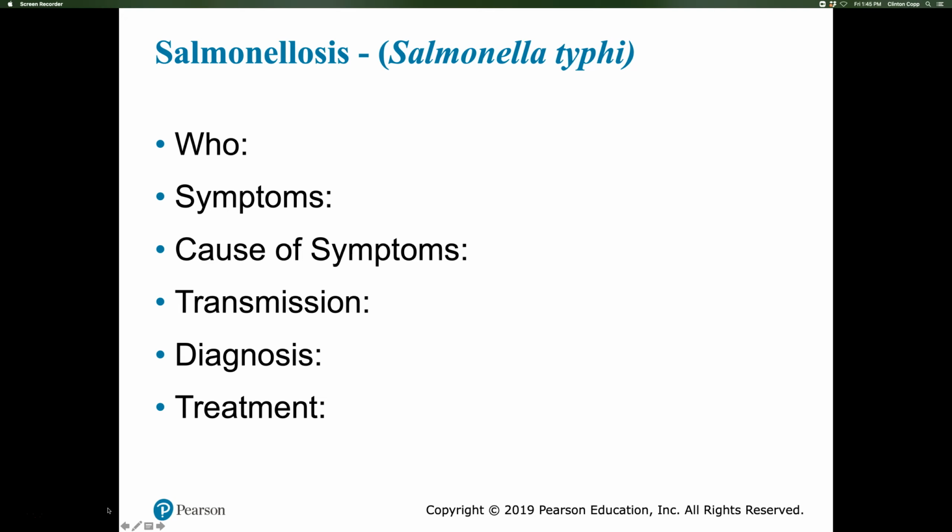So, symptoms: gastroenteritis, diarrhea, nausea, vomiting, headache, and a sustained high fever of between 103 and 104 degrees Fahrenheit. Very dangerous. Cause of the symptoms: it is a food infection. It also makes an endotoxin.